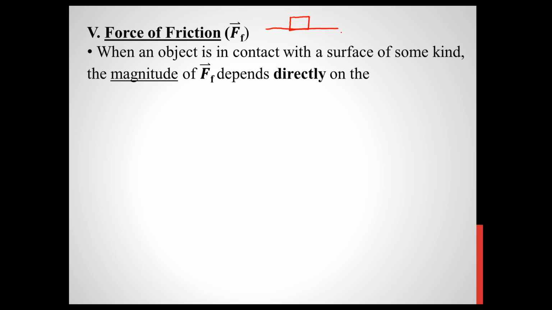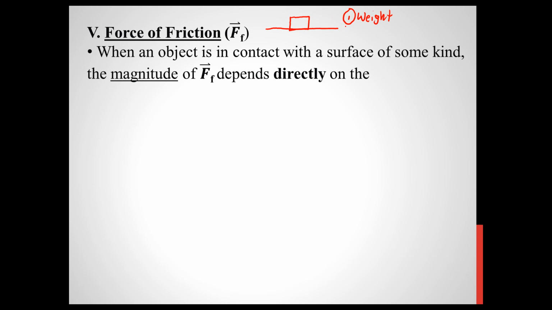Usually when I ask this question, students give me three answers. And the answers to this are: one, the force of friction depends on the weight of the object. The rationale: objects with larger weights are more difficult to move. They're more difficult to move because the force of friction must be larger.